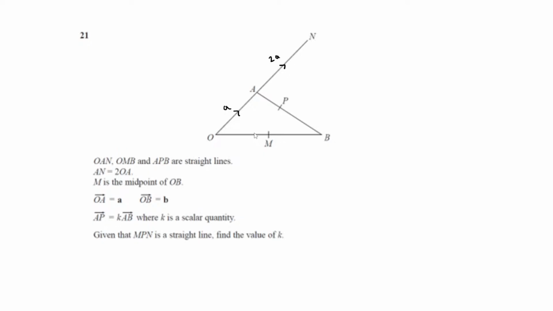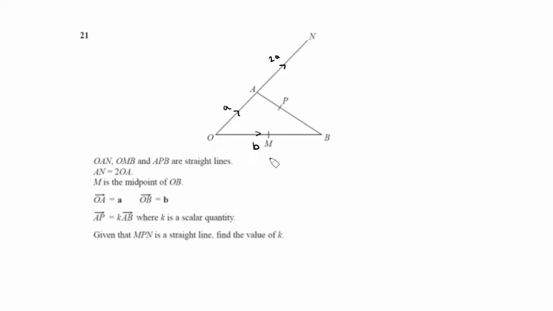Then OB is B. A to P is equal to K times AB, so it's just a smaller version of that line. Given that MPN is a straight line, find the value of K.